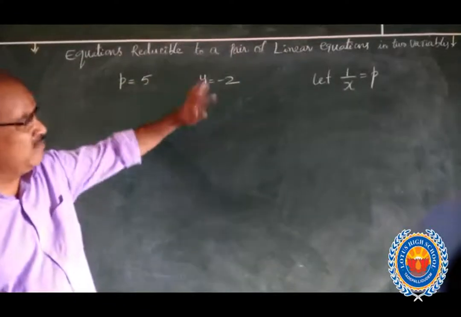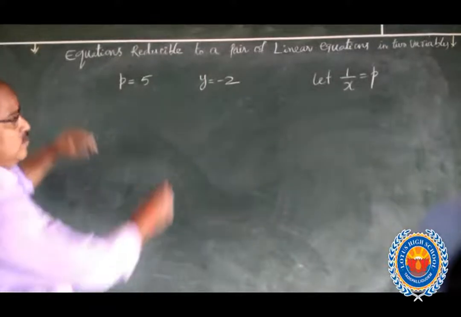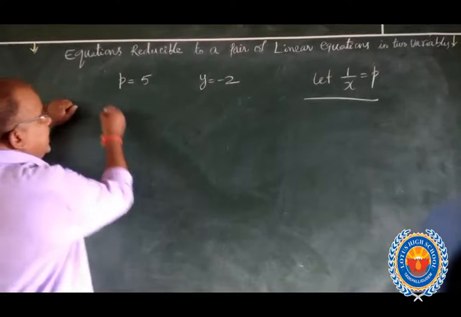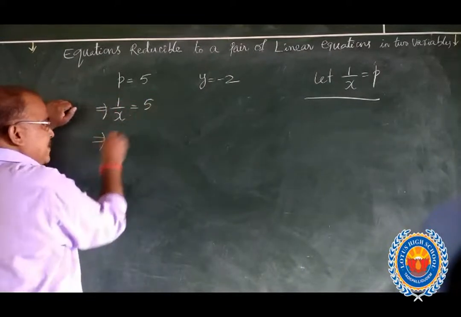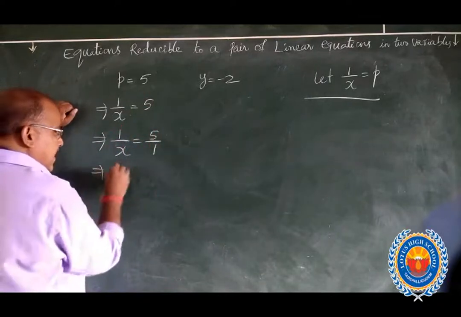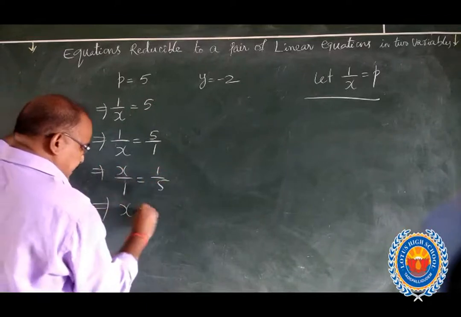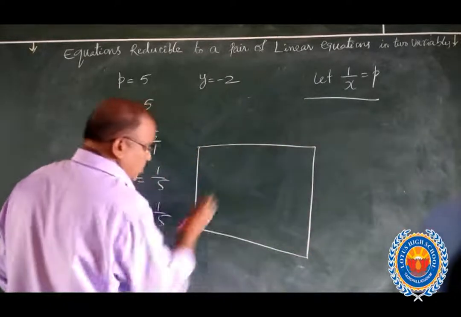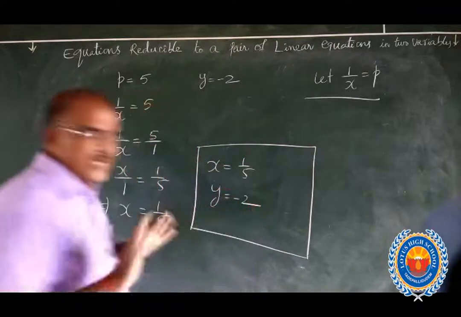Okay, already I got y value. That is the main answer, no problem. Let us find x value. Here 1 by x is equal to p. Already we substituted. That's why p is nothing but 1 by x. 1 by x is equal to 5. That is nothing but 1 by x is equal to 5 by 1. That is nothing but x by 1 is equal to 1 by 5. That is nothing but x is equal to 1 by 5. Now finally I got x is equal to 1 by 5 and y is equal to minus 2. This is the final answer.